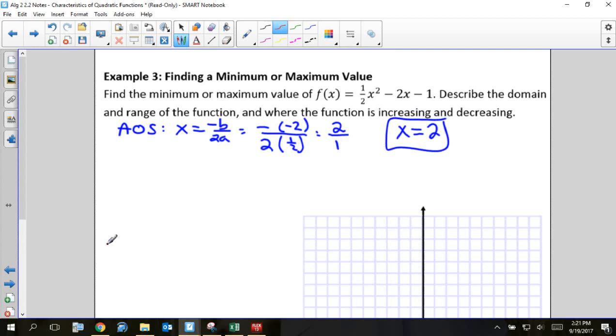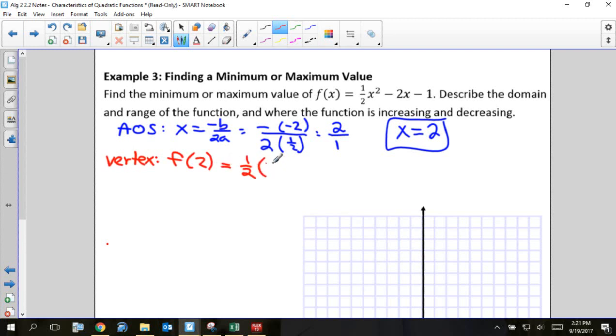After we have our axis of symmetry, what do we find next? Vertex. How? You plug in the axis of symmetry for x. Let me write down vertex so we have our notes organized. Vertex. So we do f of, we plug in our axis of symmetry 2 for all the x's.